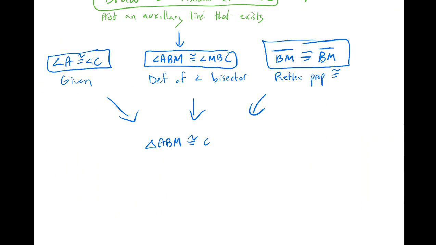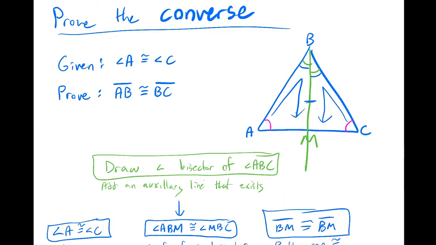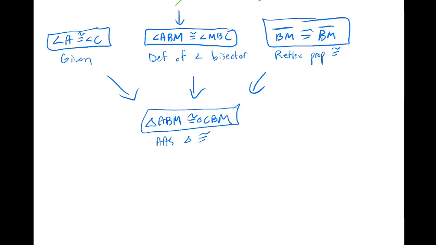Okay, and that was by AAS triangle congruence. Okay, let's look up here and see. We were trying to say AB was the same as CB. So AB is the same as CB. Yeah, well, those are corresponding parts. So corresponding parts of congruent triangles are congruent.